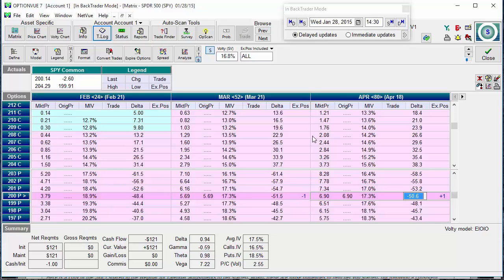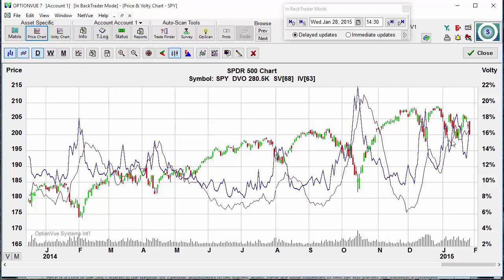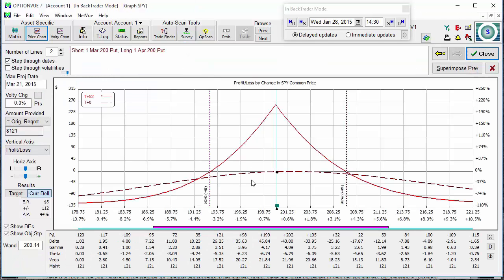All right? So now, this particular trade's cost me $121. Volatility is higher than it was when I started the other trade, right? Start that other trade back in here. Implied volatility is higher than when we started the other trade. We have more time on the front month and the back month. That's reflective in the cost. And this is our risk profile.